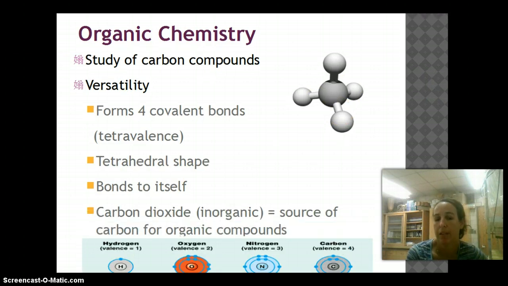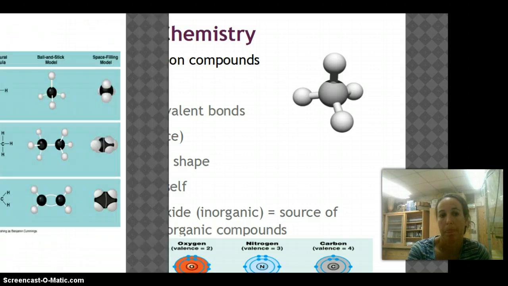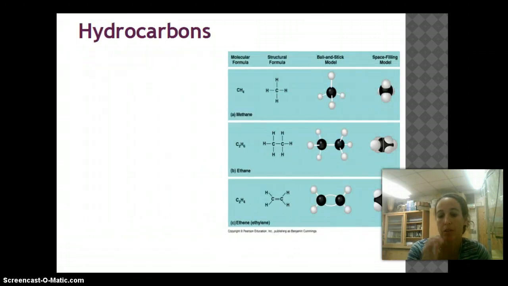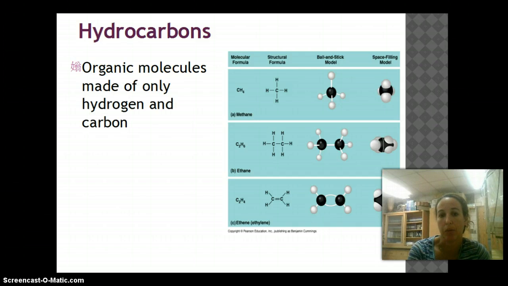Okay, and then one other thing that you need to keep in mind is that carbon dioxide, although it contains carbon as CO2, is actually an inorganic compound. And it's the source of carbon for the organic compounds. So when we go from carbon dioxide to an organic compound, it's called carbon fixation, kind of like we talked about nitrogen fixation with our last unit, where we're converting unusable nitrogen to a usable form. The same thing is happening here, but we're converting carbon dioxide into an organic form, usually in the form of sugar.